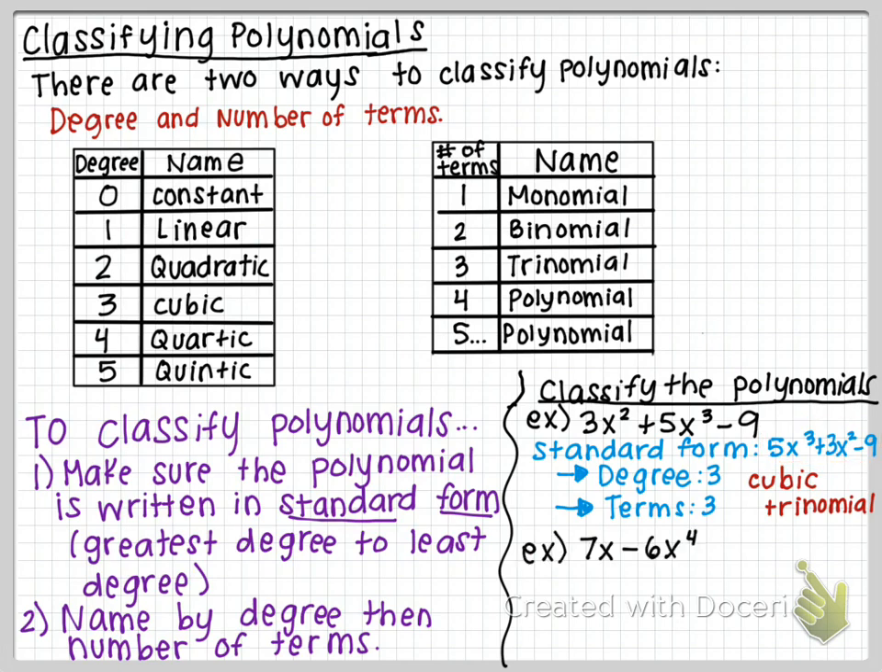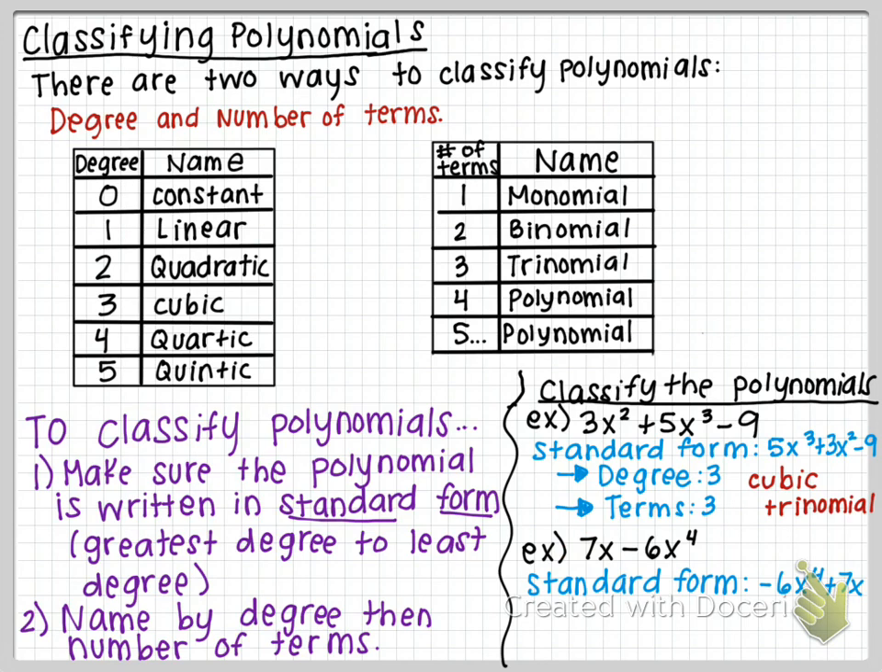That's how we classify. So what if we have 7x minus 6x to the 4th? So let's look at our steps. Make sure the polynomial is written in standard form. Greatest to least degree. Our greatest degree is 4. Our least degree is 1, right? So we have to flip those around to write it in standard form. And don't forget, the 6x to the 4th is a negative. You have to take the sign in front. So it's negative 6x to the 4th, and then the 7x is a positive 7x because there's no negative sign in front of it, so plus 7x.